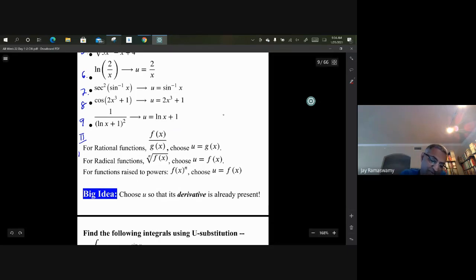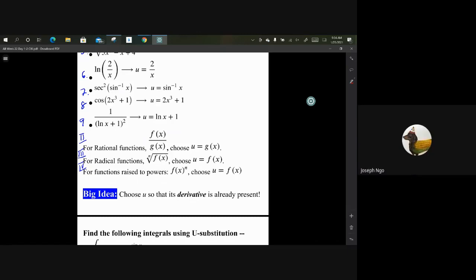Write down Roman numeral 3. If you have a radical function, so you have the nth root of f of x, choose u to be the underlying function, basically the monkey. Likewise for Roman numeral 4. If you have a power, f of x to the power of n, choose the base. Monkey to the power of n, choose the monkey to be the base.